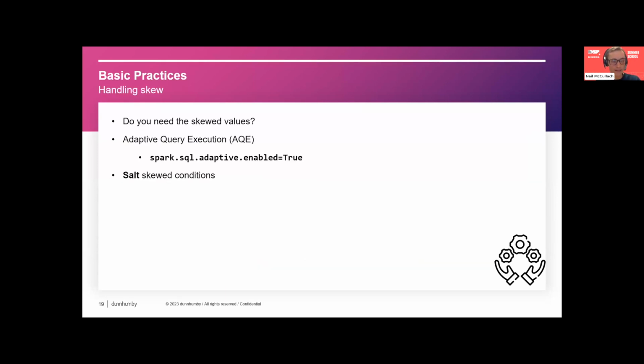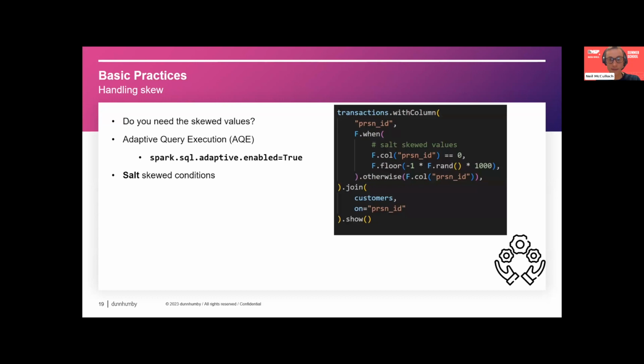Okay, so there are a few ways to deal with this in Spark. First of all, you should ask yourself whether or not you even need these values in your analysis. And if not, just filter them out as early as possible. Luckily, Spark can do some of this automatically. It uses something called adaptive query execution, which can help with skewed conditions. Once enabled, Spark is able to analyze data at runtime and split skewed partitions into smaller partitions if necessary. But if for whatever reason Spark isn't dealing with skew well automatically, you can use salting to help.